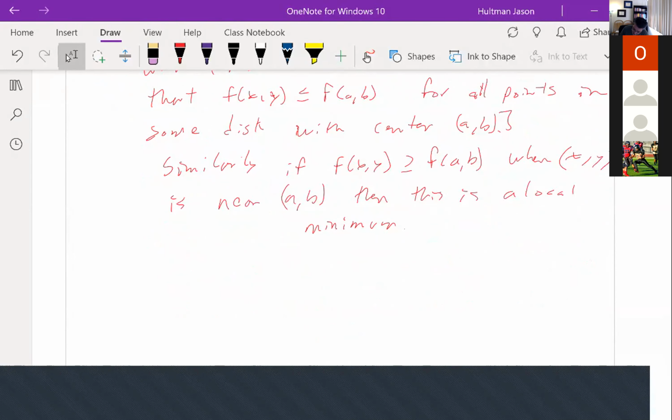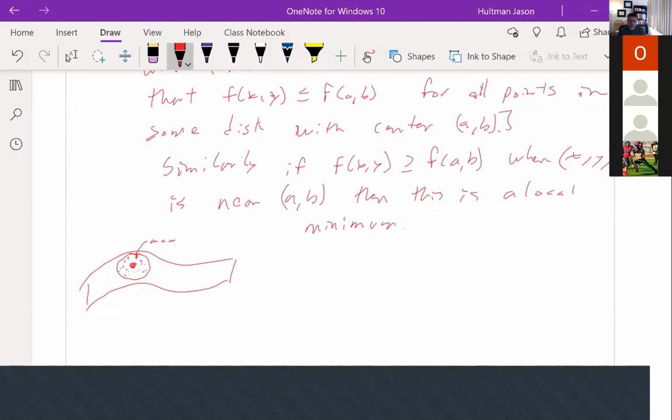Okay, so what is this saying? It's saying, look, we have a surface here, and we're going to say that this is the maximum value. We're going to draw a disk around this. Think of it as like a neighborhood. In the neighborhood of (a, b), for all the points that are near (a, b), if it's a maximum, then (a, b) beats out all the other values for the function.